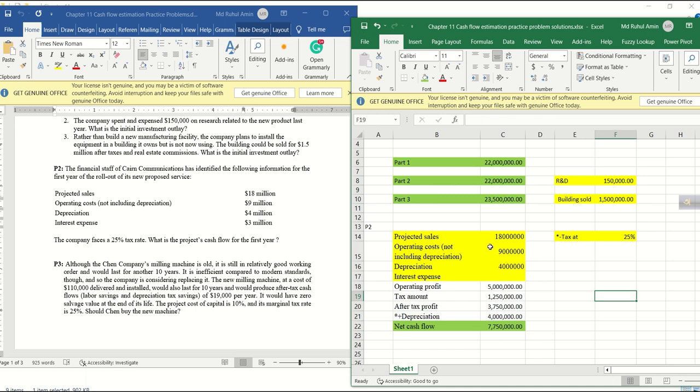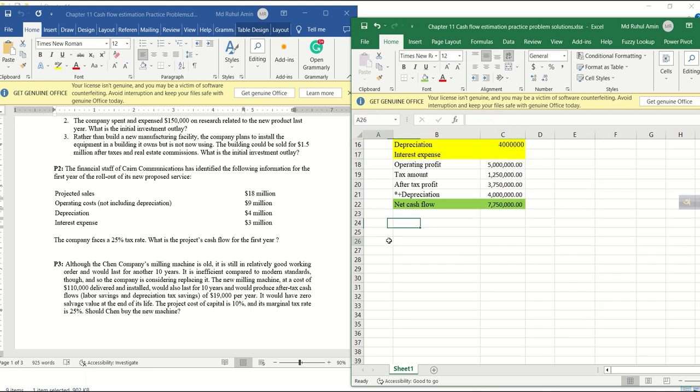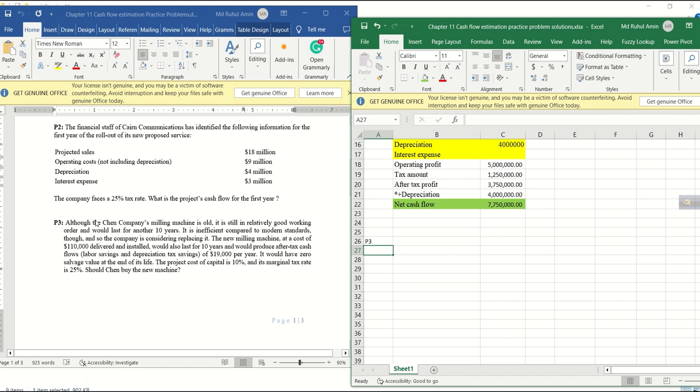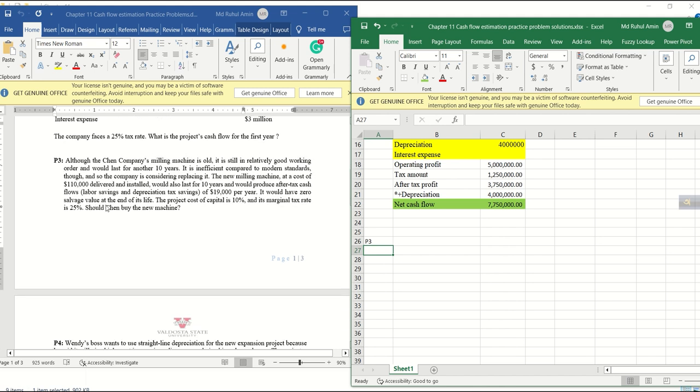So in your problem, if you have a different number, just use that number. And interest expense is nothing, we don't need to consider it. Okay, let's do P3. Just read this one.